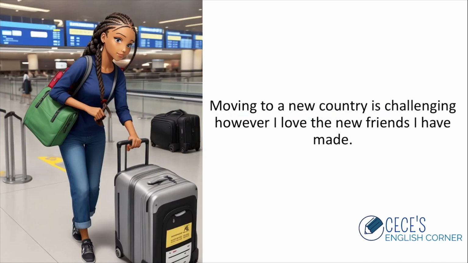3. Moving to a new country is challenging. However, I love the new friends I have made. However is a conjunctive adverb. The semicolon should precede or come before however, and a comma should come after however.